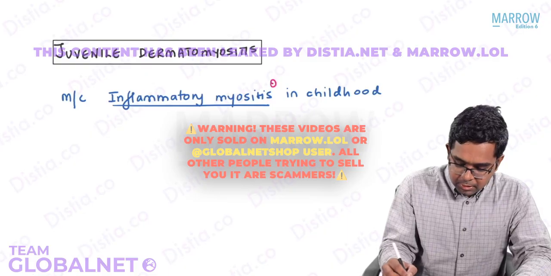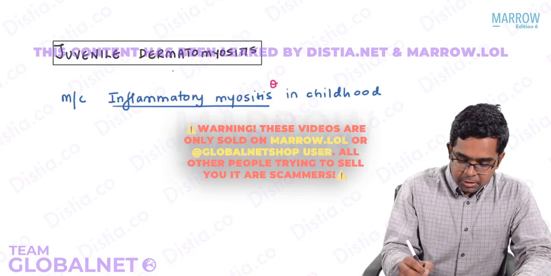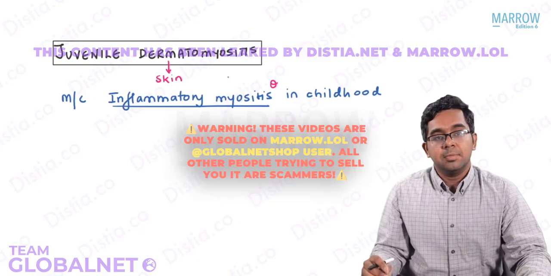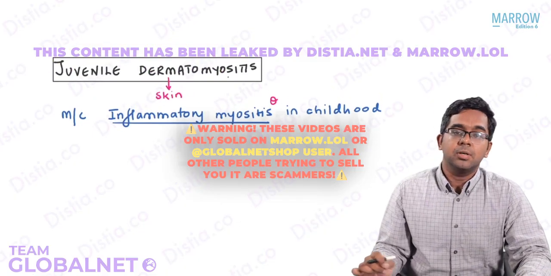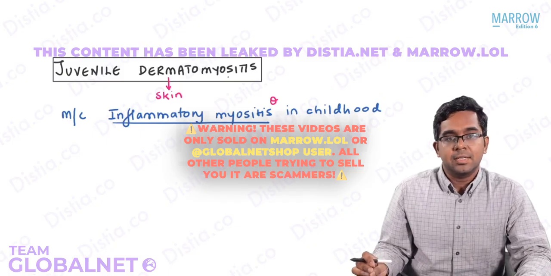The second important point is, as you can infer from the name, that dermatomyositis, in addition to muscle manifestations, will have skin manifestations also. In fact, the presence of the skin manifestation is what actually leads to the diagnosis of dermatomyositis in children. Now let's have a look at the skin manifestations.